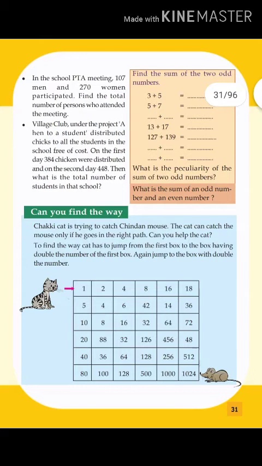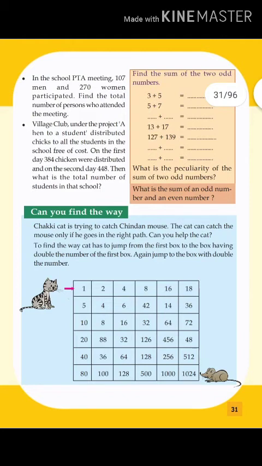Then another problem is, can you find the way? Chucky cat is trying to catch Chindan mouse. The cat can catch the mouse only if he goes in the right path. Can you help the cat? To find the way, the cat has to jump from the first box to the box having double the number of the first box. Again, jump to the box with the double number.